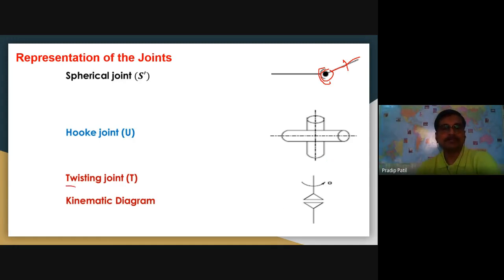And twisting joint. This joint is also commonly used in robotic systems, as I have discussed with you in a previous session. Twisting joint is a very common joint in human beings also, like you can see here, I can twist it around the axis. So this is represented by a symbol like this: two inverted triangles with a variable theta. So twisting joint also has only one DOF.